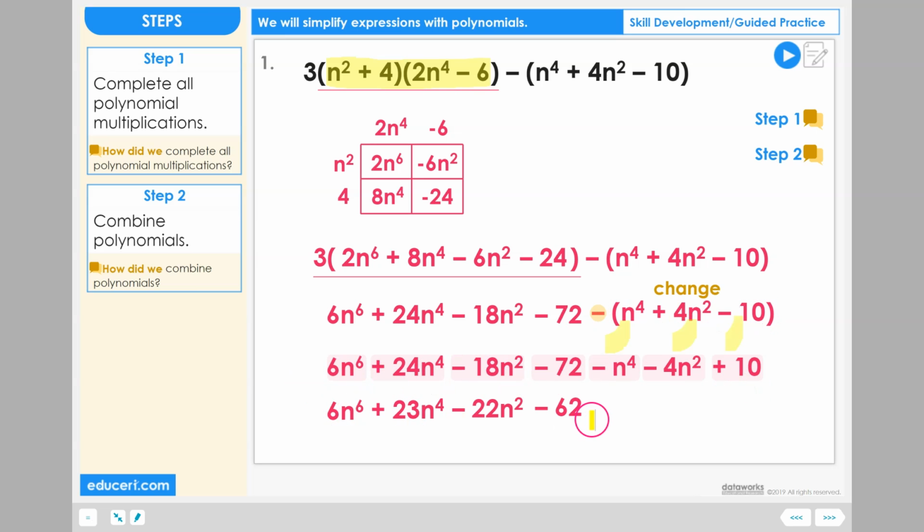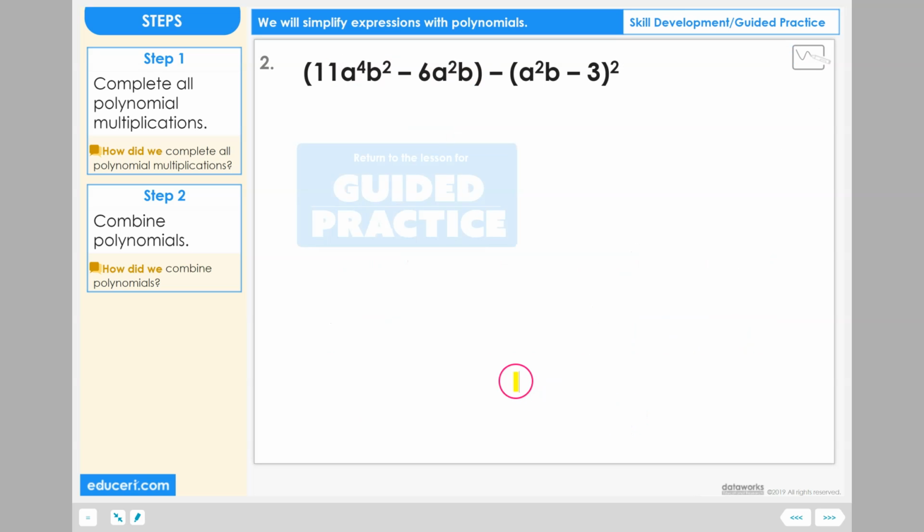add their coefficients. The simplified expression answer is 6n to the 6th power plus 23n to the 4th power minus 22n squared minus 62. You are now ready to simplify expressions with polynomials in problem number 2.